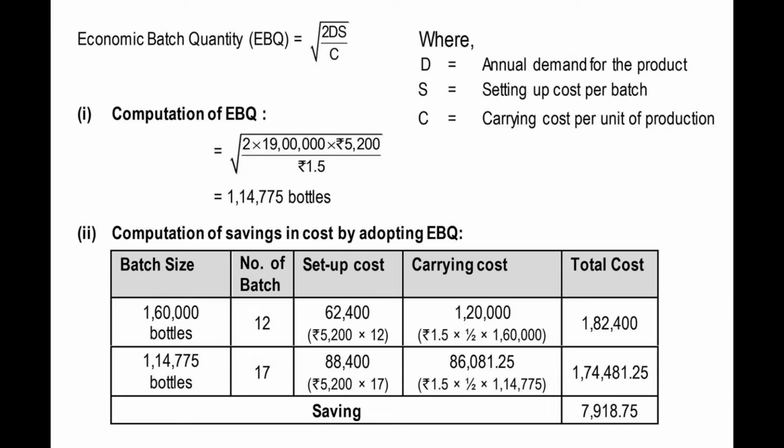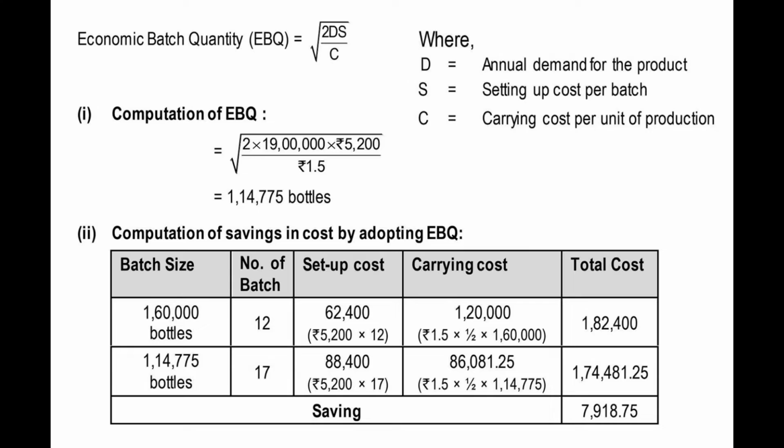Batch size under existing is 1,60,000 bottles. So go to second column, number of batches. How can we calculate the number of batches? Open the bracket, 19 lakhs divided by 1,60,000. How many batches? 12 batches. Update. Then go to third column, setup cost. Setup cost is nothing but 5,200 into 12.